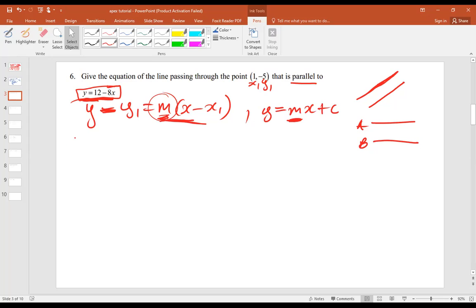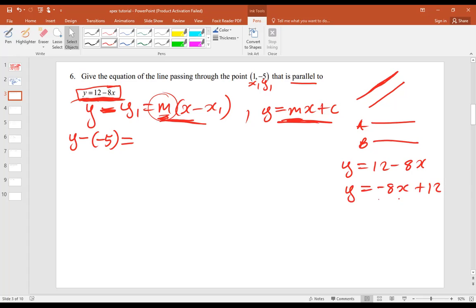So we have y minus, the value of y1 is simply -5. We put -5 there. Then we say this is equal to m. Let's get our m from this equation. The equation is y is equal to 12 minus 8x. I'm going to write it in this format, so this will be y is equal to -8x plus 12.